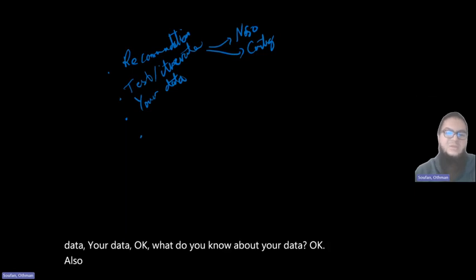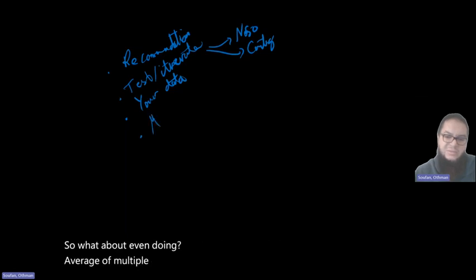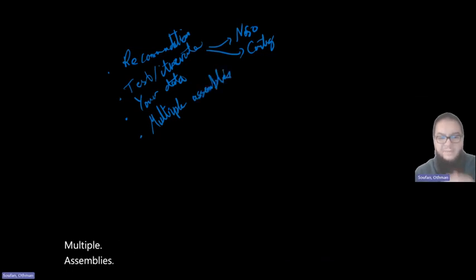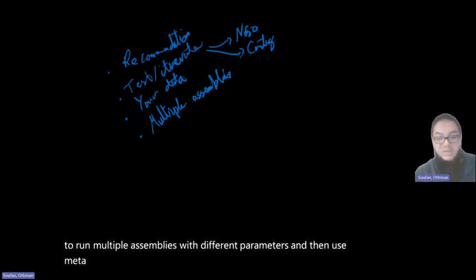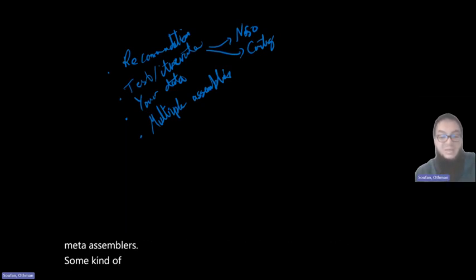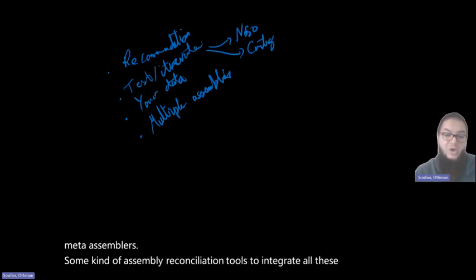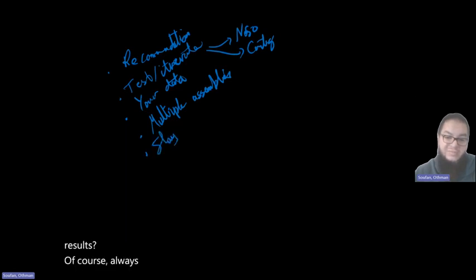Also, what about leveraging multiple assemblies? Okay, so maybe not just running different parameters and that's it. Maybe run multiple assemblies with different parameters and then use meta assemblers, some kind of assembly reconciliation tools, to integrate all these results.